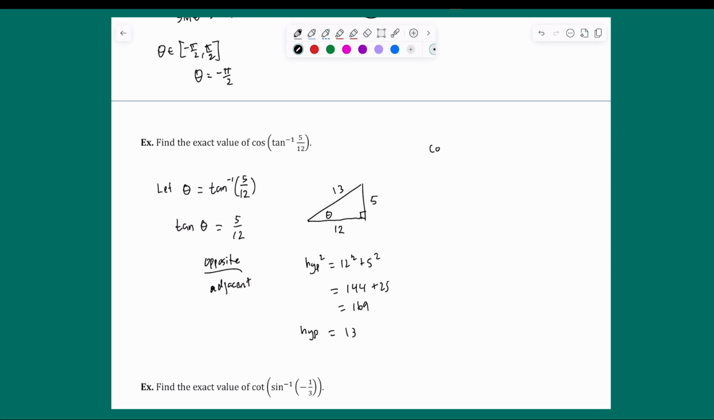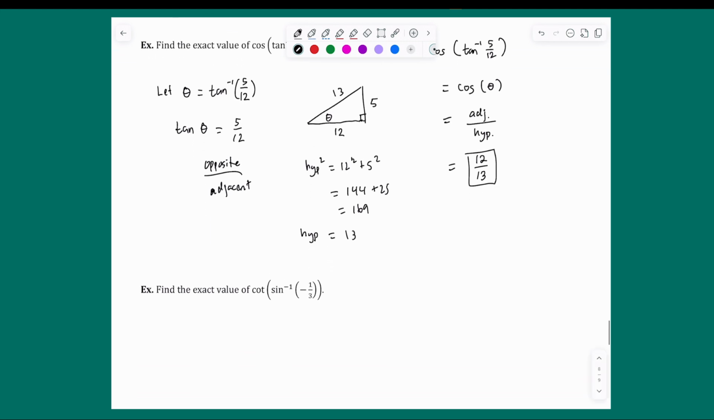So now cosine of tangent inverse of 5 over 12 is the same thing as saying cosine of this angle that we just got from this triangle here. And so what is cosine? We know cosine is just adjacent over hypotenuse. And so if that's the case, then we have 12 over 13.